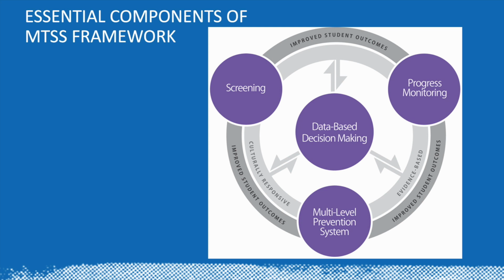And so moving out, that light gray circle is culturally responsive and evidence-based. And then the other big purple, progress monitoring, again, that feeds directly to the data, the multi-level prevention system, and then of course screening. And when we put those all together, that dark gray is that improves student outcomes. And so really trying to have schools understand, how do we use this data to drive decisions?